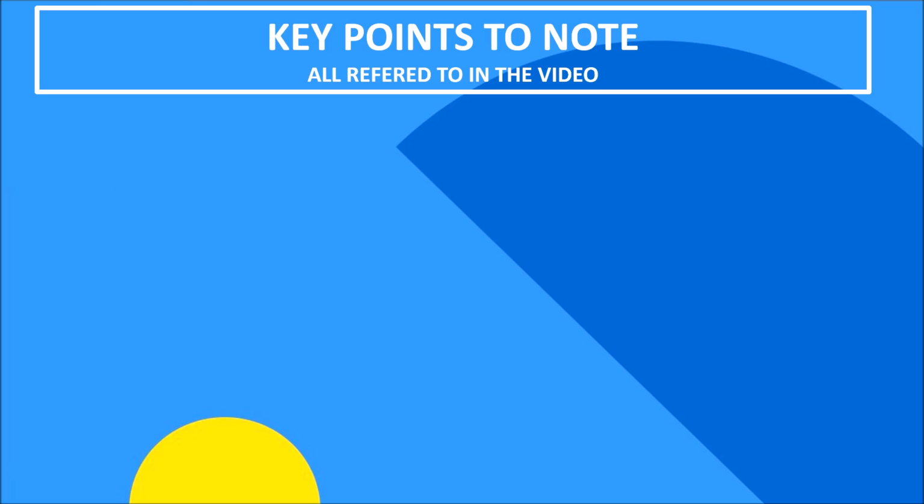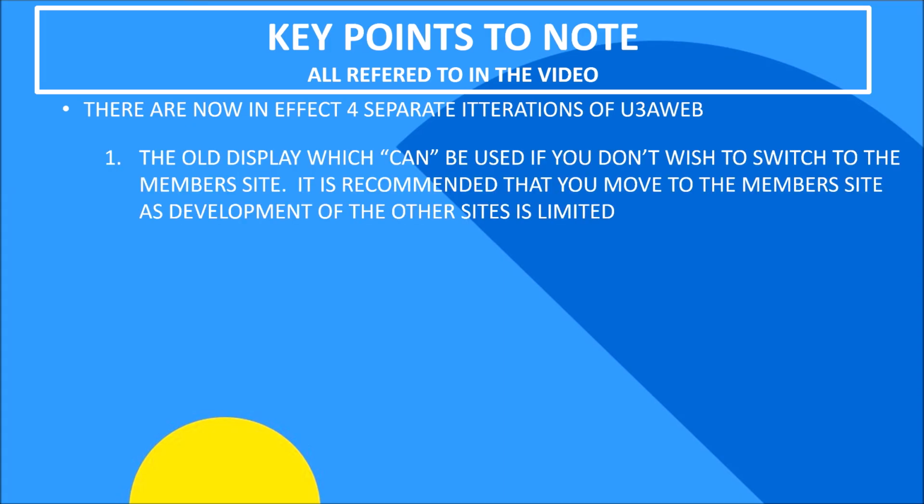Before we start the video, let's give you some key points which are all referred to in the video which may be helpful. Firstly, there are now in effect 4 separate iterations of U3AWeb. There is the old display which you are probably using now, which can be used if you don't wish to switch on to the members site. However, it is recommended that you move to the members site as development of the other sites is limited.